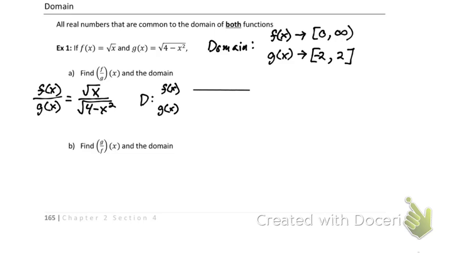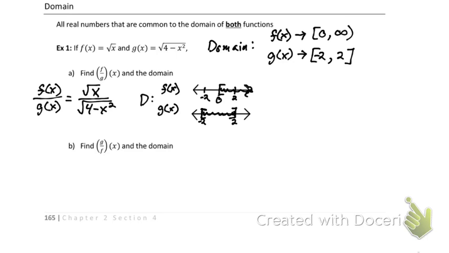F of x was from 0 to infinity. So if I was to graph that, I'd make this 0 and say this goes to infinity. Let's go ahead and say this is 2. Let's say this is negative 2. For g of x, we said the domain was between negative 2 and 2. So if I was to graph that, we would have a negative 2. We would have a 2, bracket, and we would shade that in. What domain works for both of them is going to be our intersection.